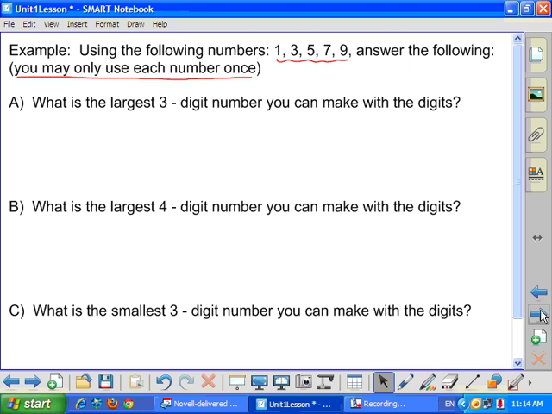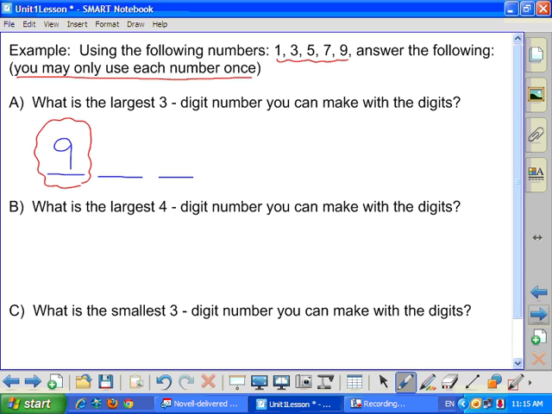So question A, what is the biggest 3-digit number you can make with those digits? 1, 2, 3. So when you're going through this process, in order to have the largest possible number, the biggest column, in this case our hundreds column, has to be the biggest possible number in order to make this as big as we can. So that means our 9 would have to go in there.